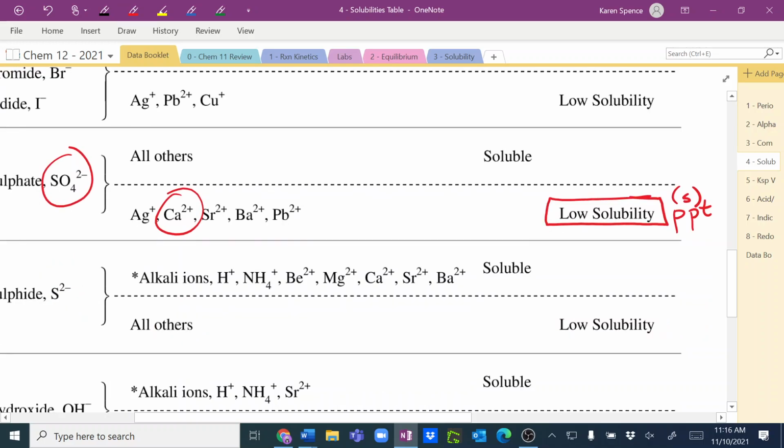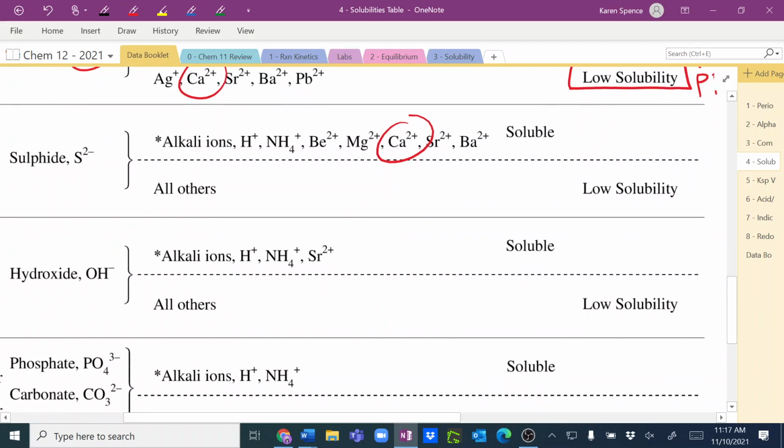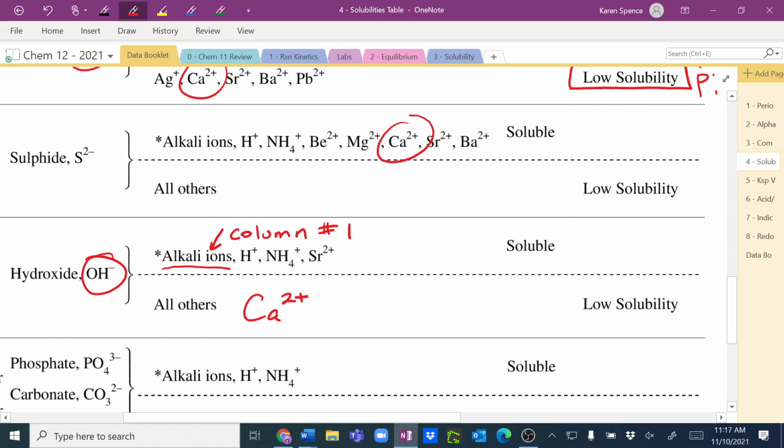Now, sulfide is not a good choice because calcium is soluble. How about hydroxide? Could we use hydroxide? Yes, we could, because hydroxide is soluble with our alkali ions. Is calcium an alkali? No, calcium's an alkaline earth. It's in column number 2. The alkali ions are only column number 1. So calcium is not up here, so calcium would fall down here, and it would be low solubility.